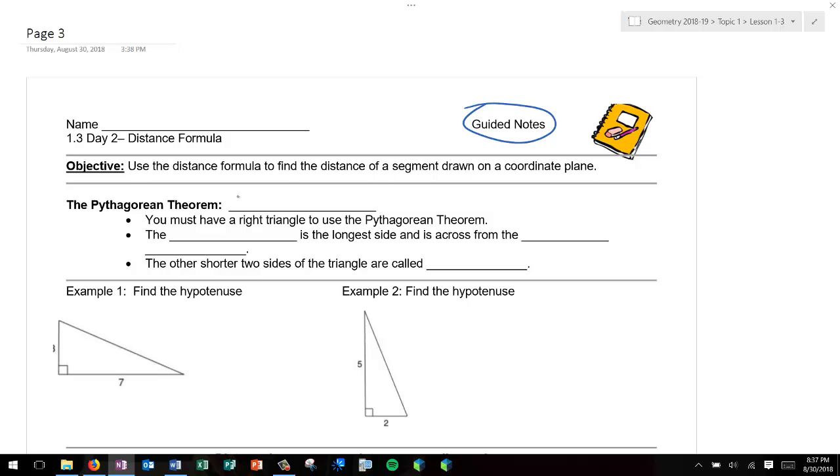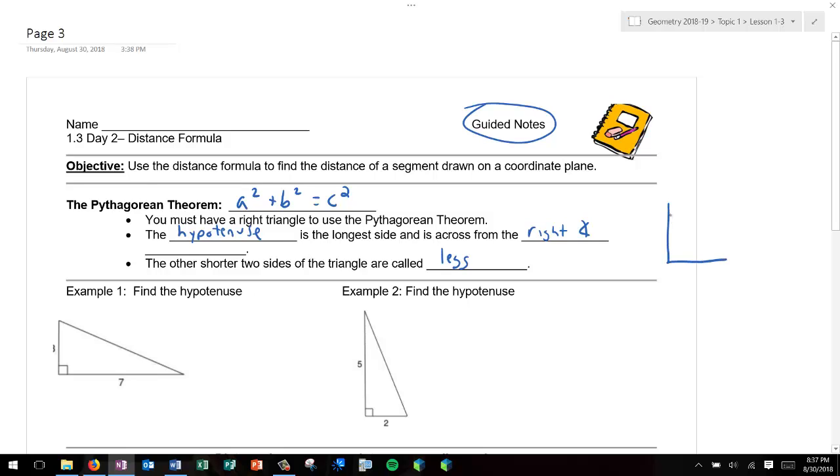So just as a reminder, the Pythagorean theorem is a squared plus b squared equals c squared. And as you see here, you must have a right triangle to use the Pythagorean theorem. You can't use it if it does not have a right triangle. And we have a couple pieces that we identify. The first one is the hypotenuse. And it's the longest side, and it's across from the right angle. The other two shorter sides of the triangle are known as our legs. Okay, so A and B would be considered the legs, and C would be the hypotenuse.